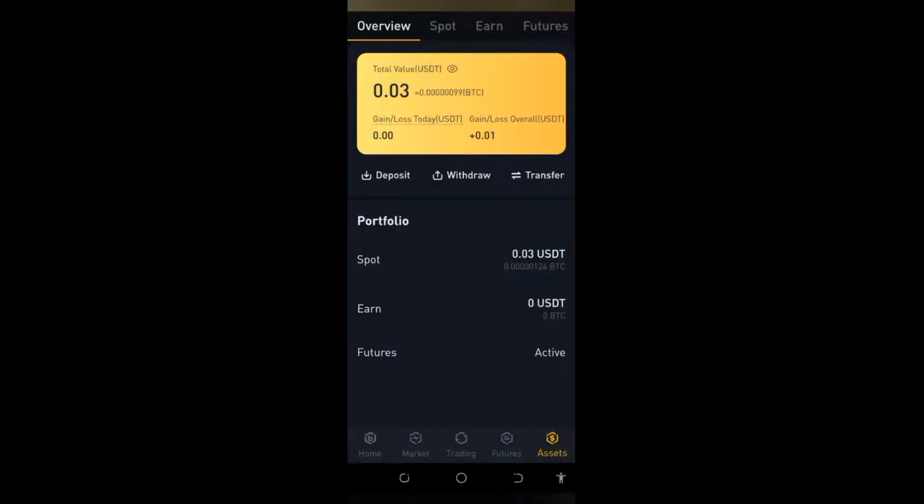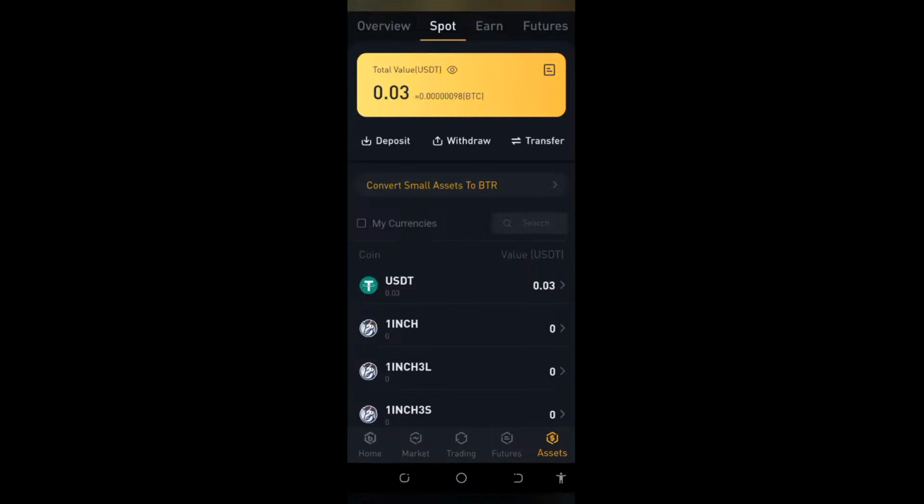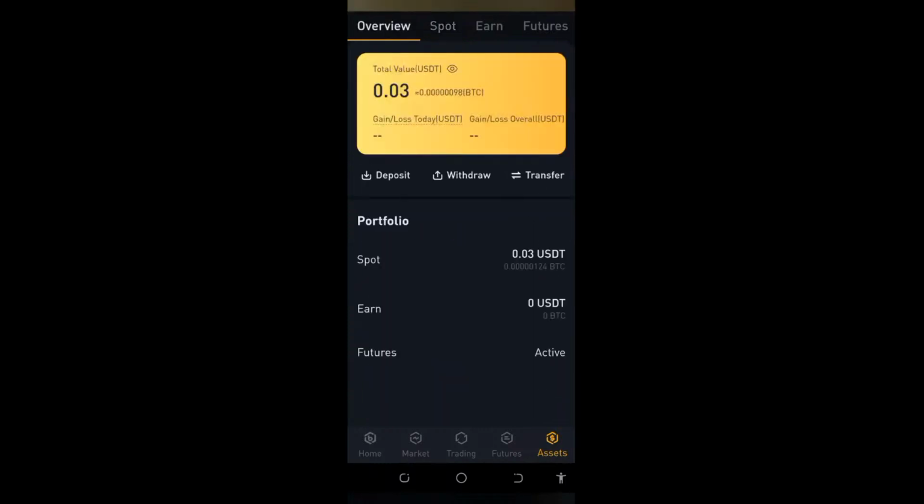All right, I'm already in Buy True and it hasn't arrived yet. So let me just refresh. As you can see here, I've got 0.03 USDT. That's a really, really tiny amount of money, just 3 cents in spot, and nothing else. So let's keep our fingers crossed.